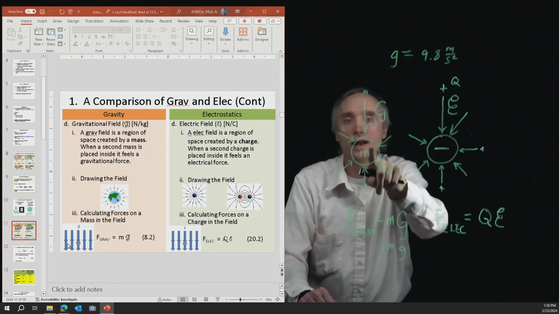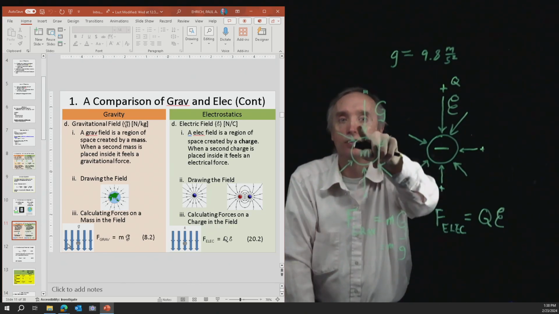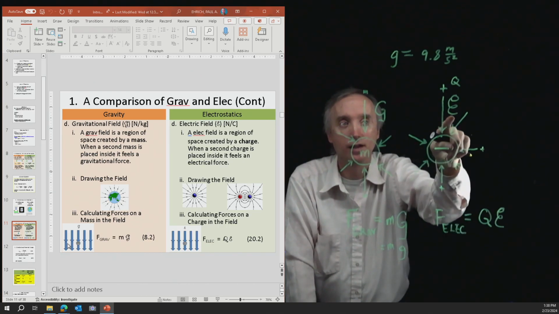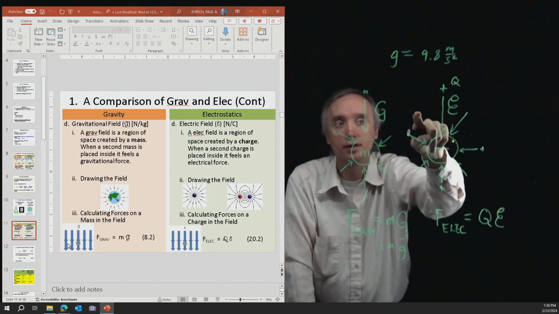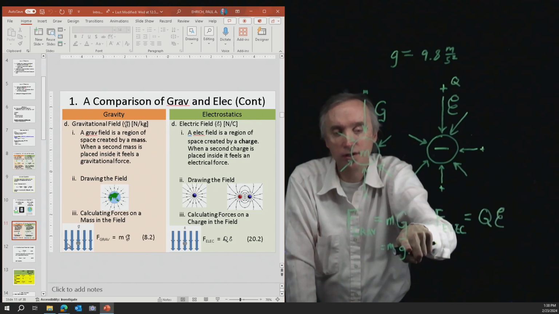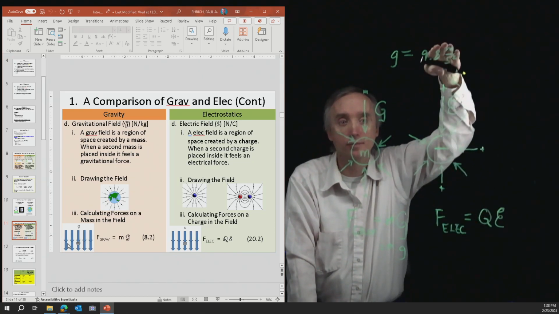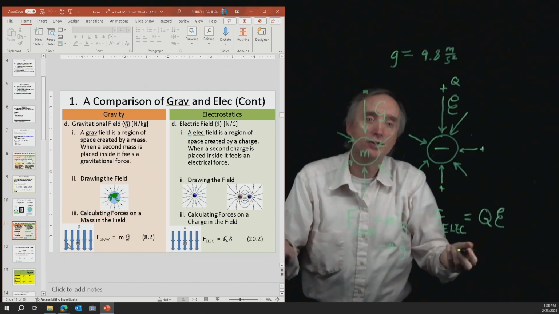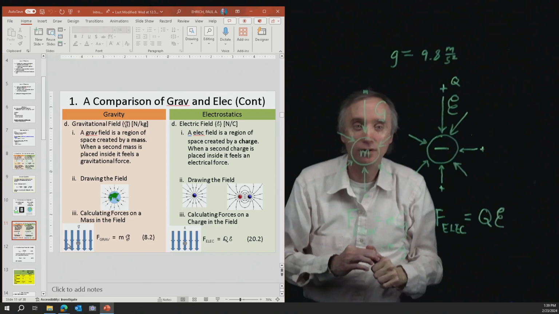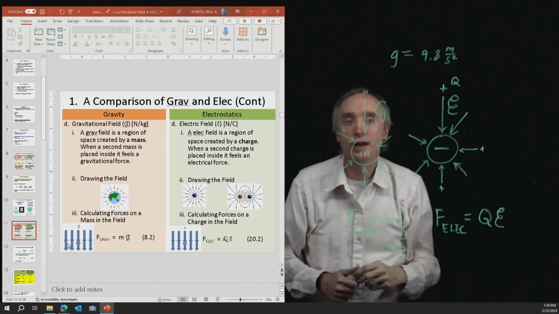Now, we know that as you go up, you see the arrows are getting further apart, so the gravitational field weakens as you go up into the air, just like the electric field weakens as you go up. This g here is going to get smaller and smaller the higher up you go into the atmosphere. But as long as you're within 10 kilometers of the Earth's surface, you don't have to worry about this changing, and you can just assume that it's 9.8. Okay?